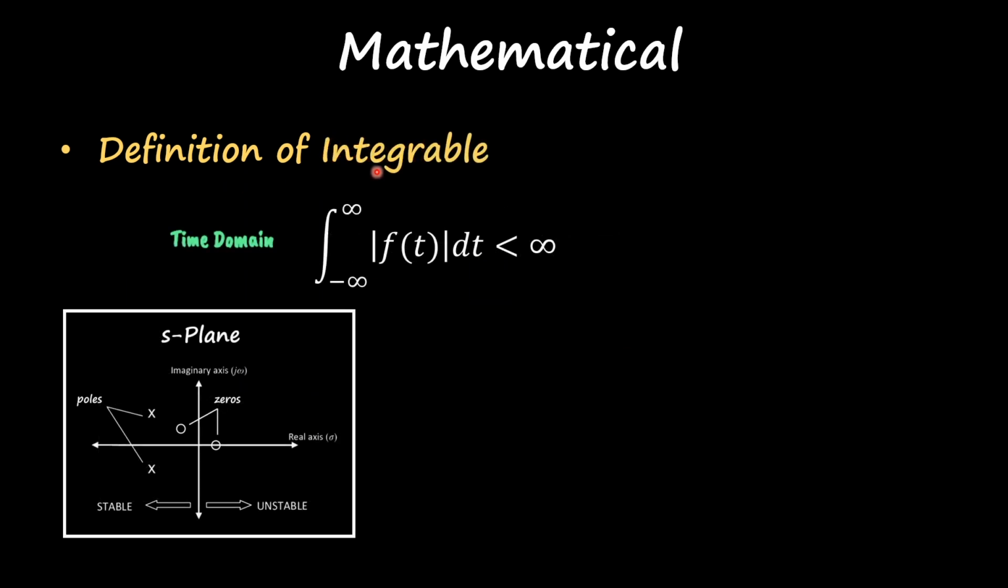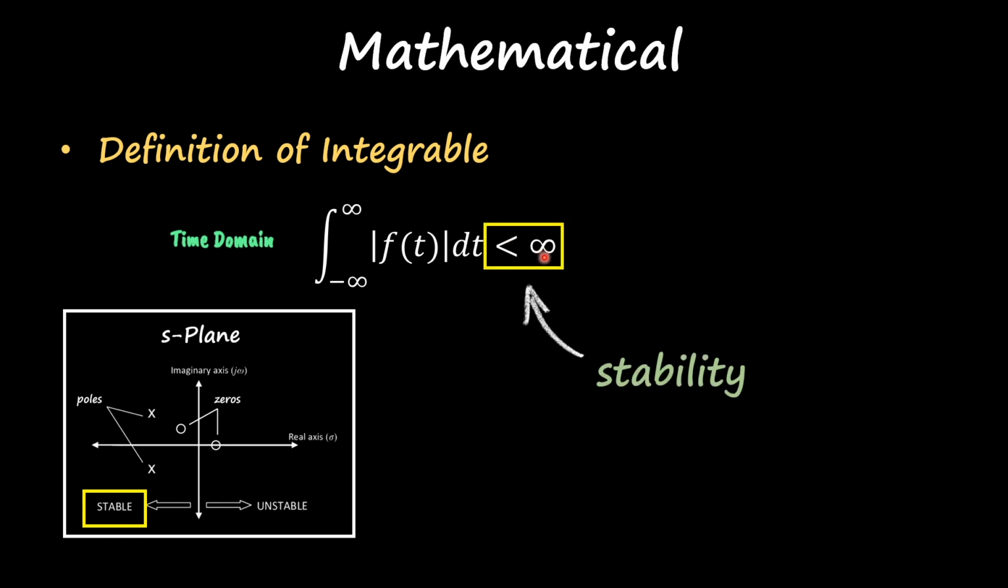The definition of integrable needs to come from the time domain, and it means that the integral of your f of t needs to be less than infinite. This is related with the Laplace transfer function, or your s-plane, where all the poles need to be on the left half side of your s-plane, and it's related with the term stability. So your system is going to be stable. And notice that that integration is less than infinity, and that's where the stability comes from.